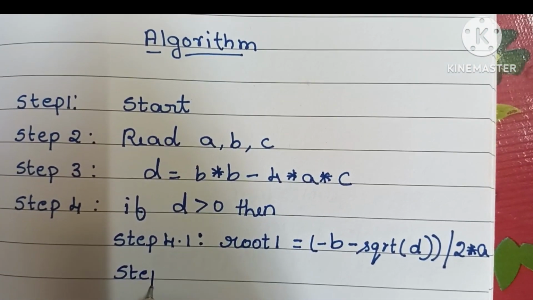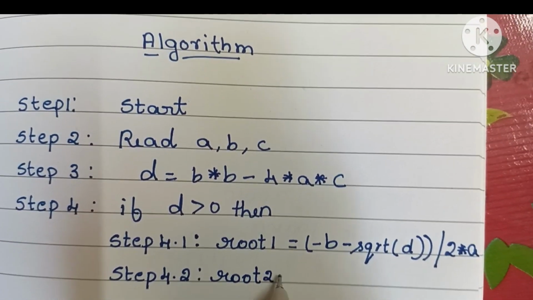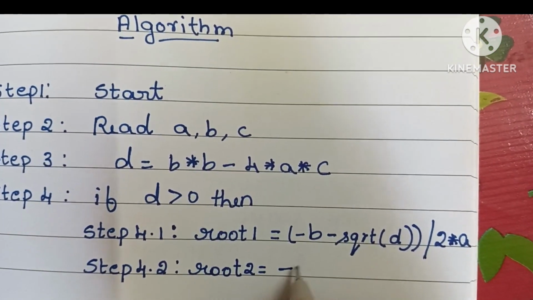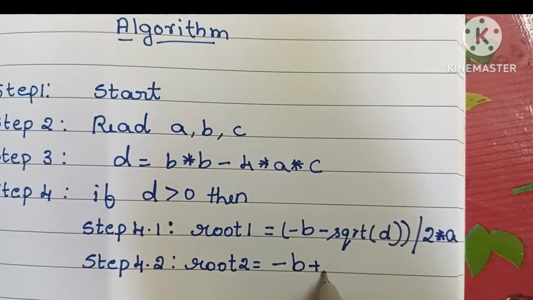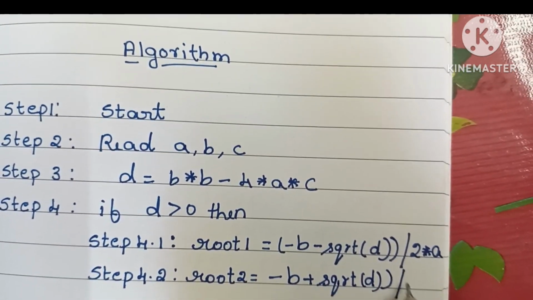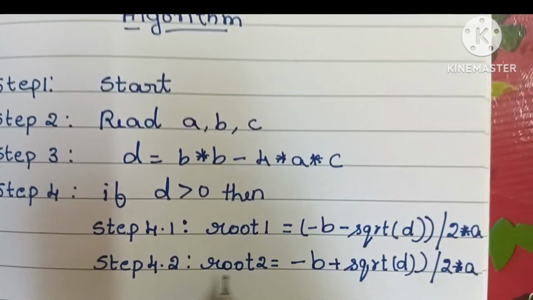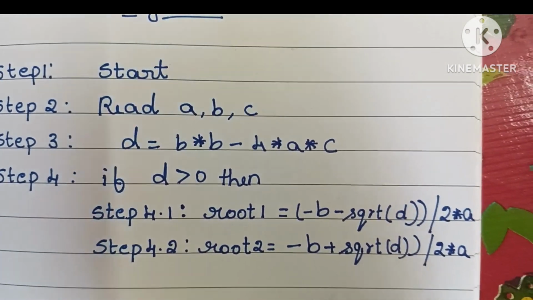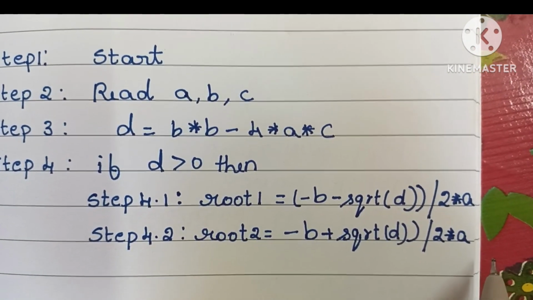In step 4.2, we have to find root 2 using the formula minus b, but instead of minus here we put plus. Next we have to find the square root of the d value, divided by 2 into a. This is the formula to find root 2: root 2 = (-b + sqrt(d)) / (2a).